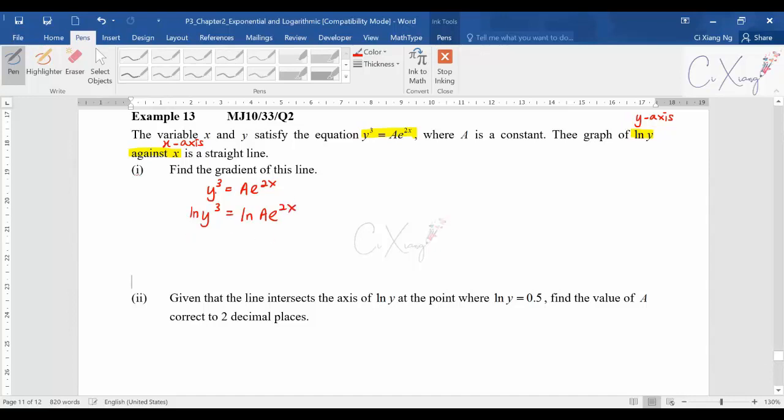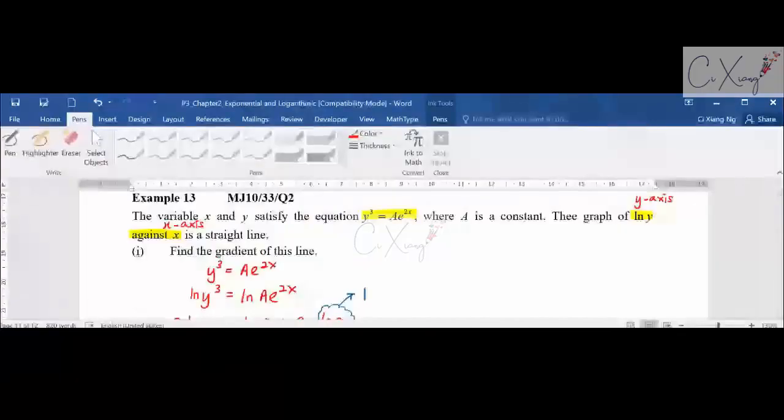And after that, I will bring all the power in front. So it will become 3 ln y equals ln a plus 2x ln e. But you should know that ln e equals 1. Therefore, you have ln a plus 2x. So this is 1.